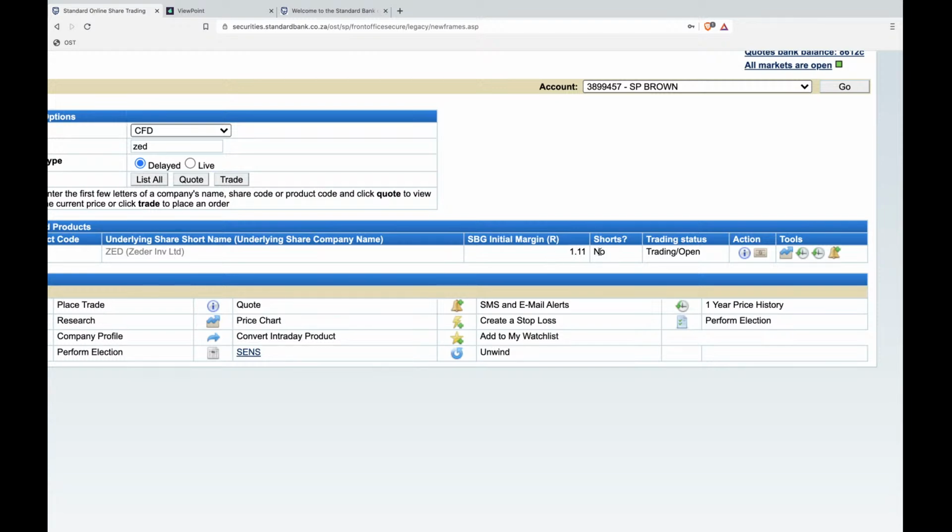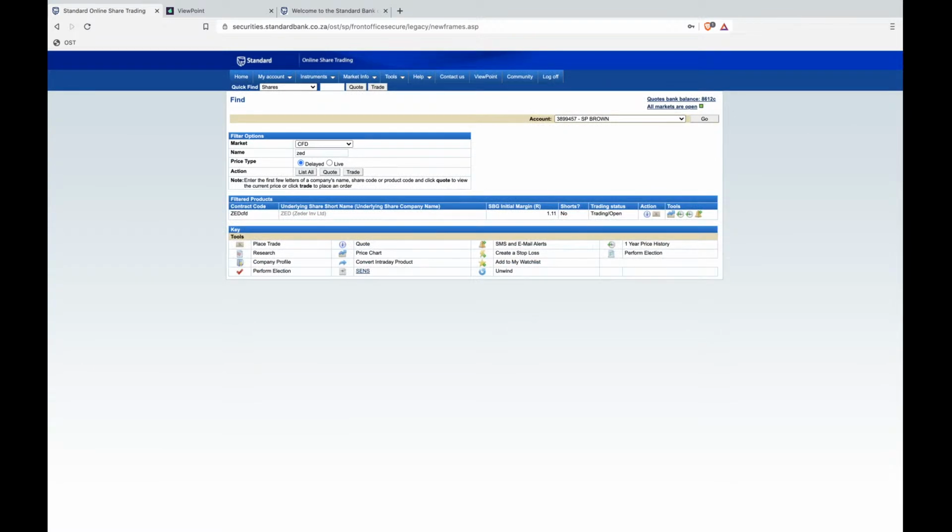Can you do shorts? In the case of ZED, you can't. And is it open or not? In this case, it is open. Folks, seeing questions, you're welcome to drop your questions in. Let me just get that.